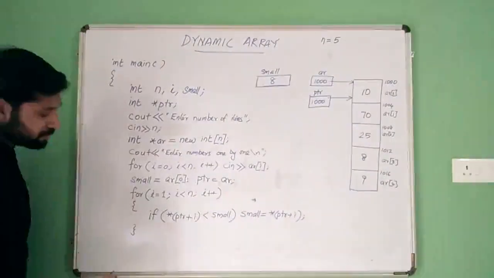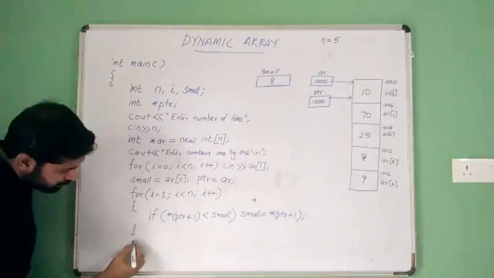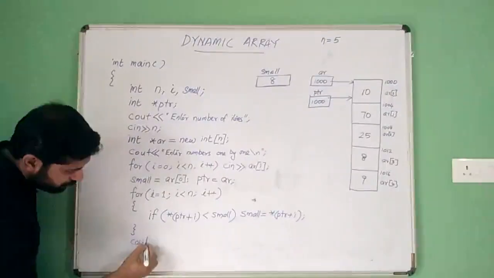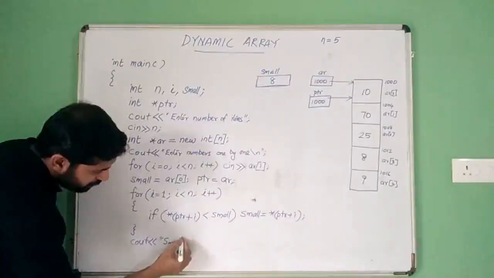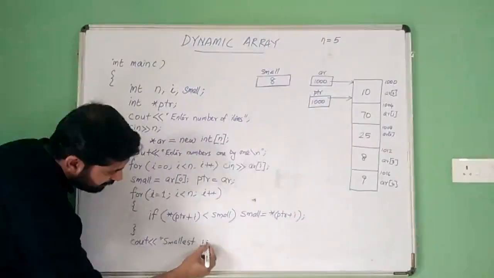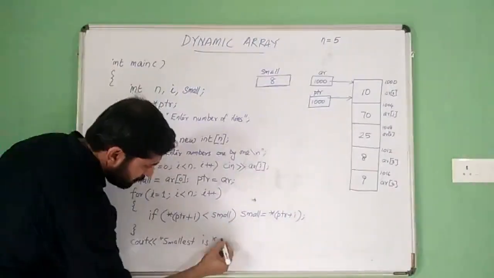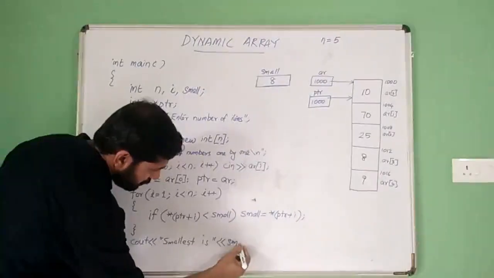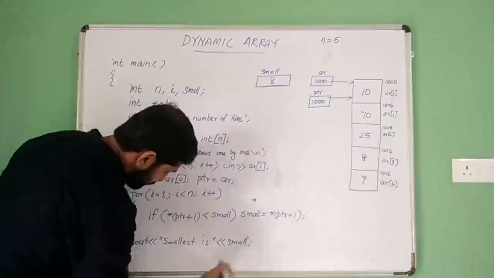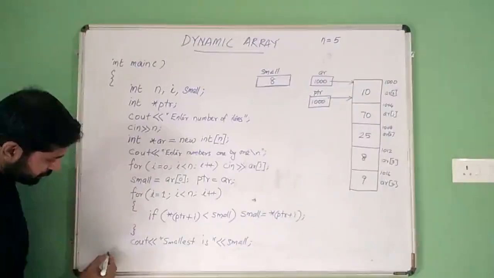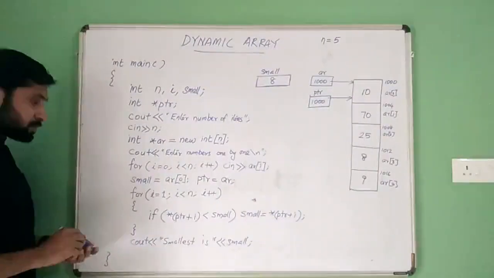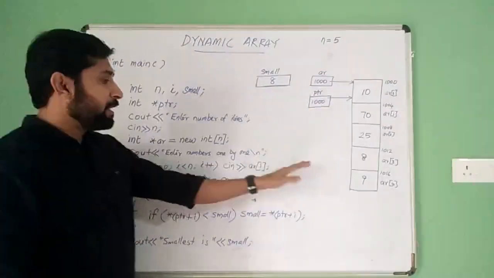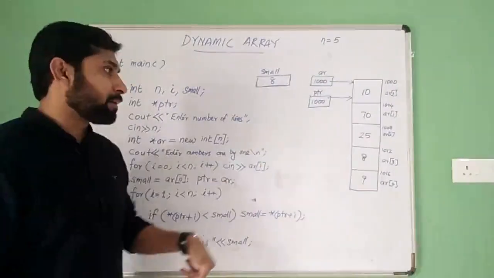Now we want to bring this out. Cout: smallest is small, and ending the program. So this is the way of accessing a dynamic array.